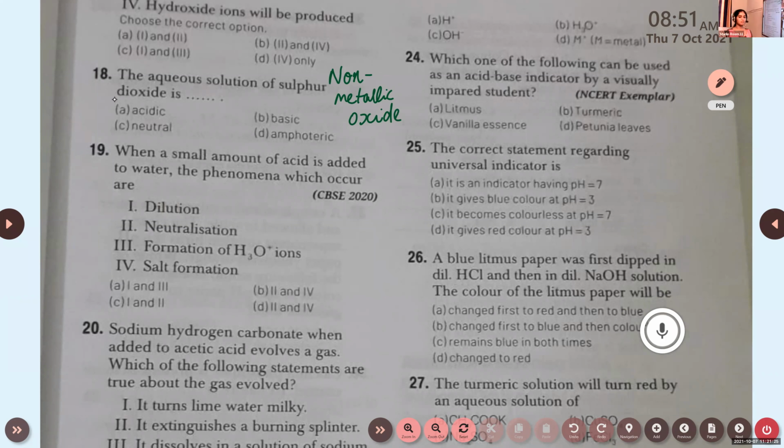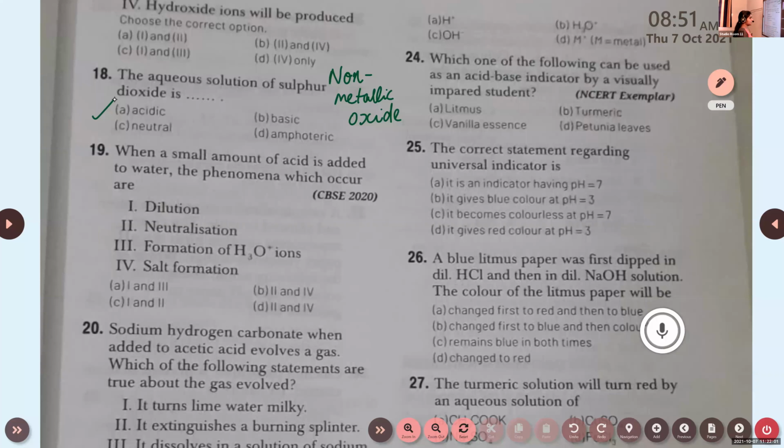So you have to always remember metallic oxides are basic in nature, non-metallic oxides are acidic in nature. Clear? Sulfur dioxide and carbon dioxide are examples of non-metallic oxides. They are all acidic in nature. And aluminum oxide, potassium oxide and sodium oxide are all metallic oxides. They are all basic in nature. Okay, clear?